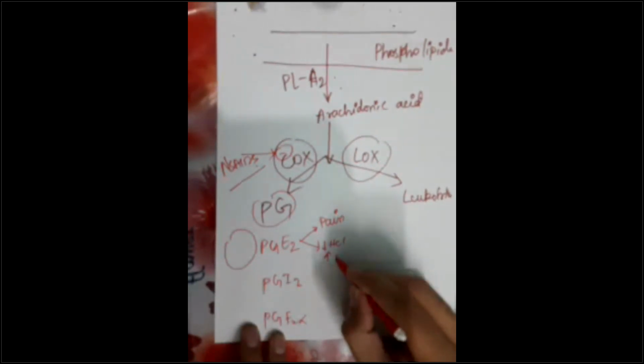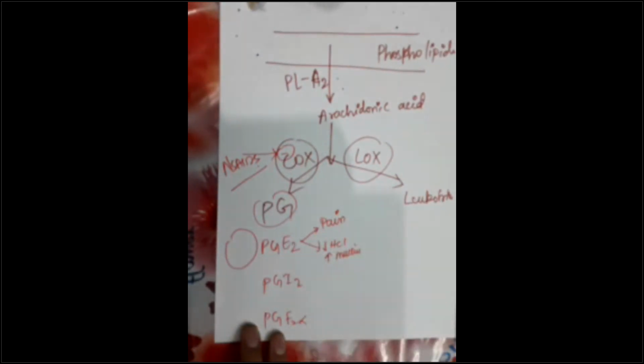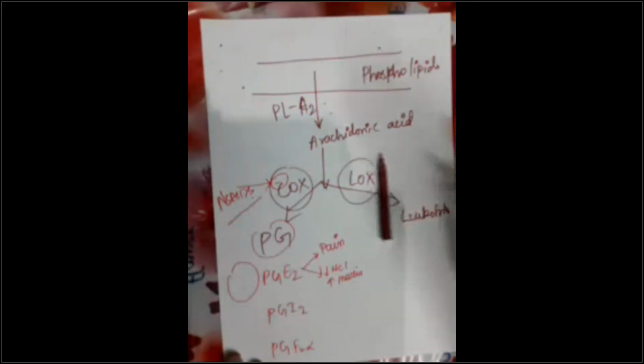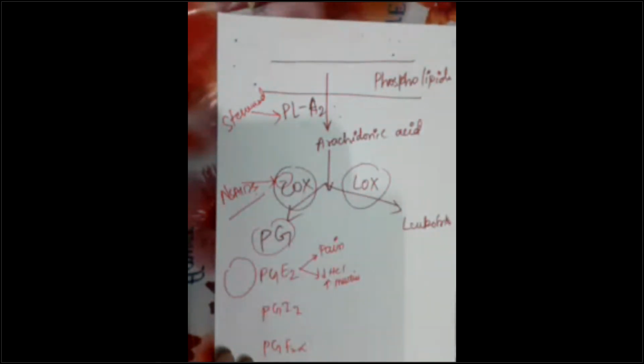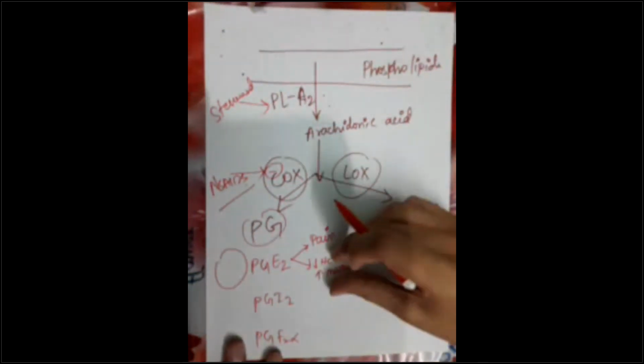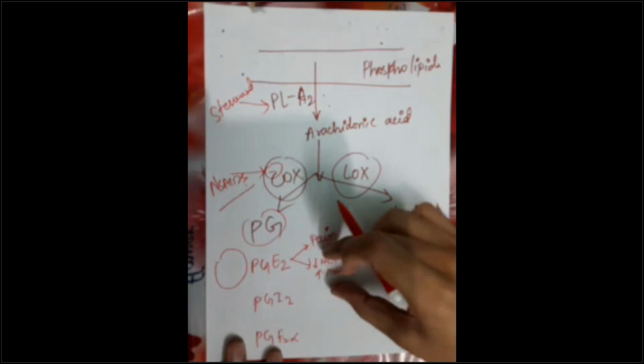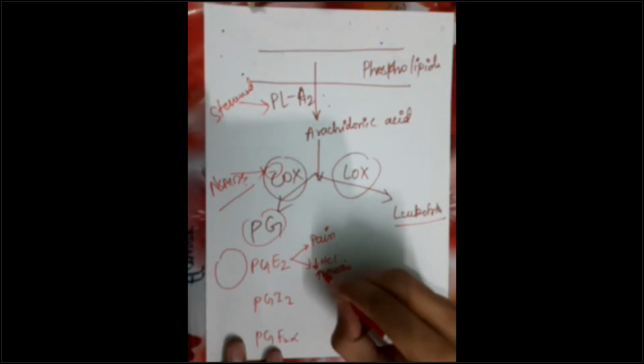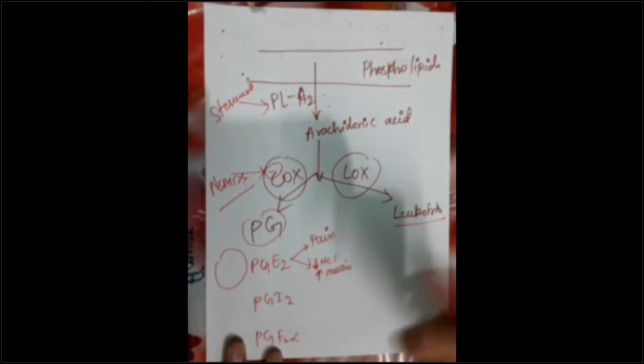They will decrease the acid production and increase the mucus production. So they are protective for the stomach. Whenever we give steroids, they inhibit prostaglandins and phospholipase A2. It will also decrease pain. If there is severe pain, we give steroids, but it will also decrease the LOX pathway and leukotriene synthesis. Now what I told you is that HCl is decreasing and mucus is increasing. That means PGE2 is protective for the stomach.